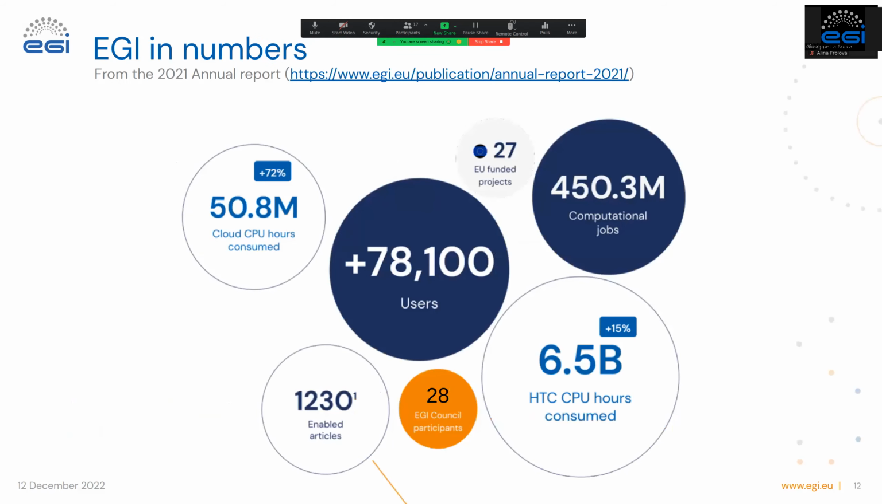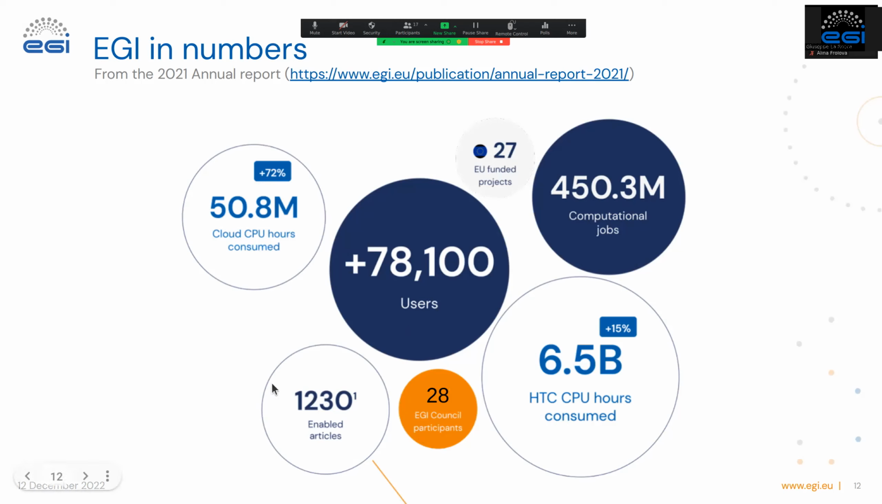And okay, these are the last 2 slides to summarize a bit EGI with a couple of numbers. So we are serving more than 78,000 of users from different disciplines. We have 28 plus now 1 council member.